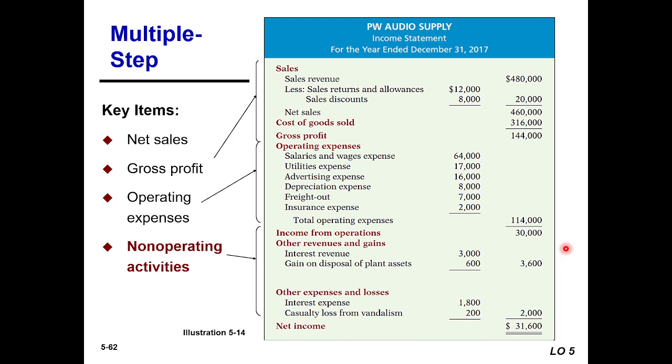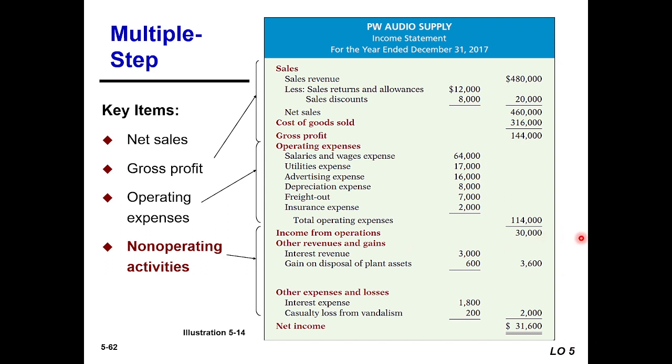After subtracting this figure, we get income from operations. Now non-operating activities. Income from operations is already finished, 30,000. Then other revenues and gains, and other expenses and losses. Under other revenues and gains we have two items: interest revenue and gain on disposal of plant assets, total $3,600. Under other expenses and losses we have interest expense and casualty loss from vandalism, total 2,000. After adding the first figure and subtracting the 2,000, we get net income.